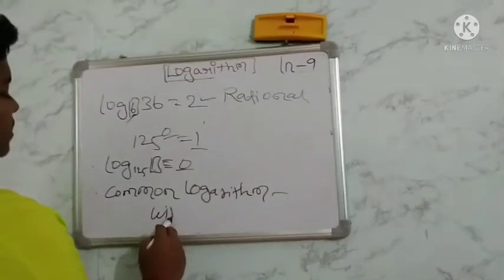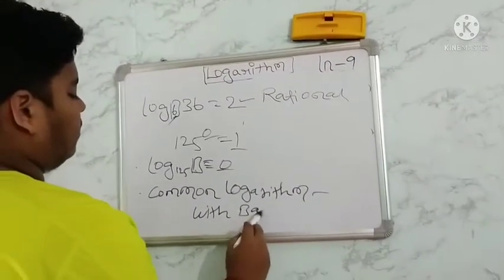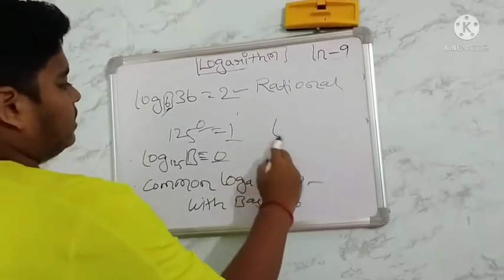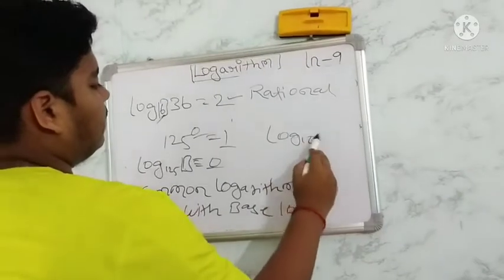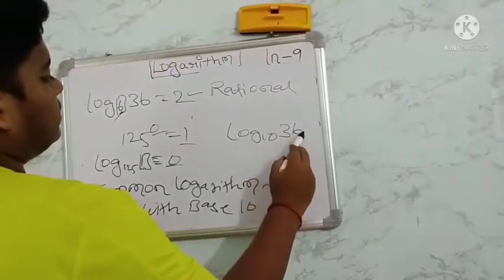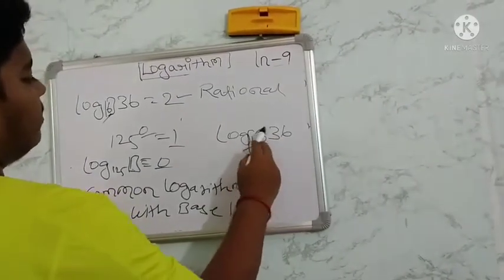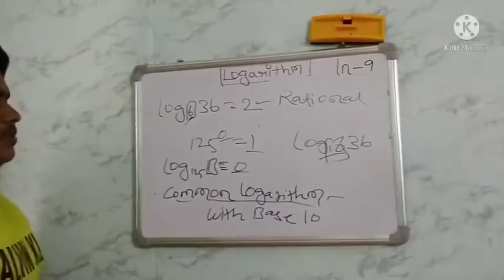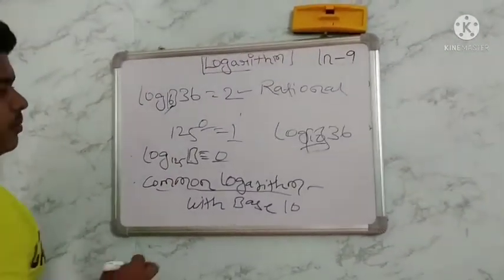With base 10 is known as common logarithm. See, log 10 of 36, anything. If there is base 10, then this is known as common logarithm. So with base 10 we call it a common logarithm.